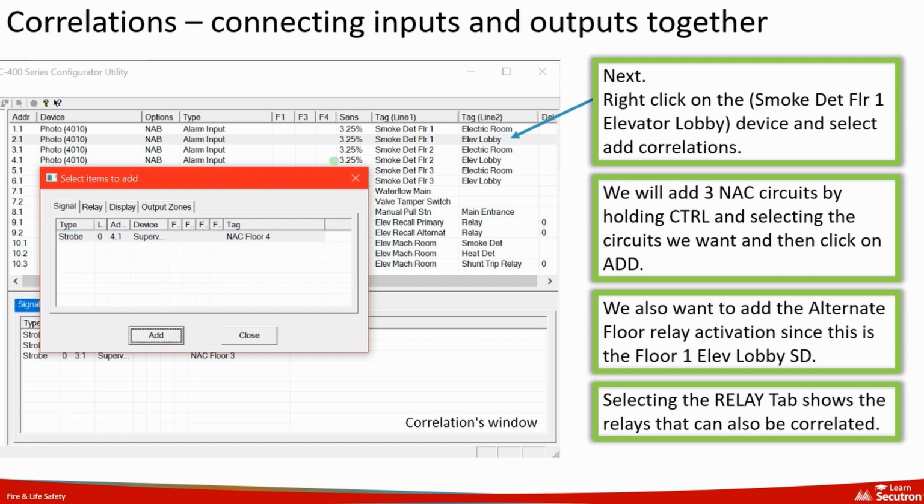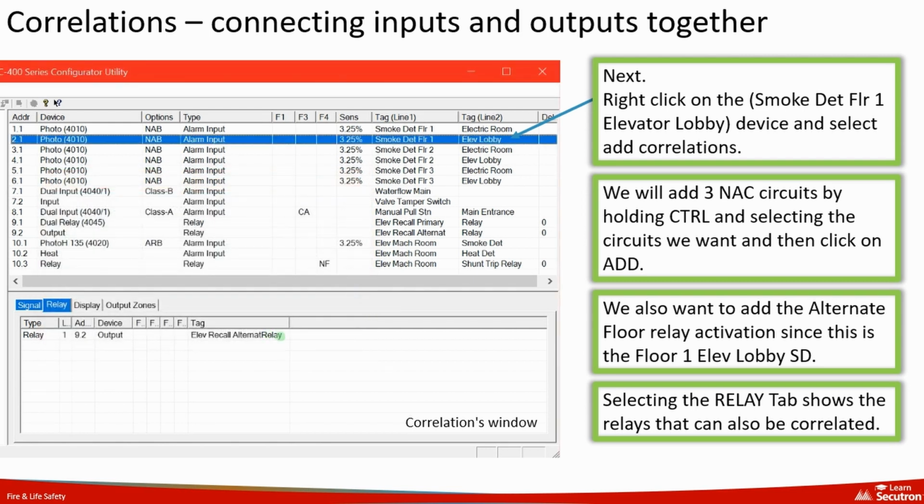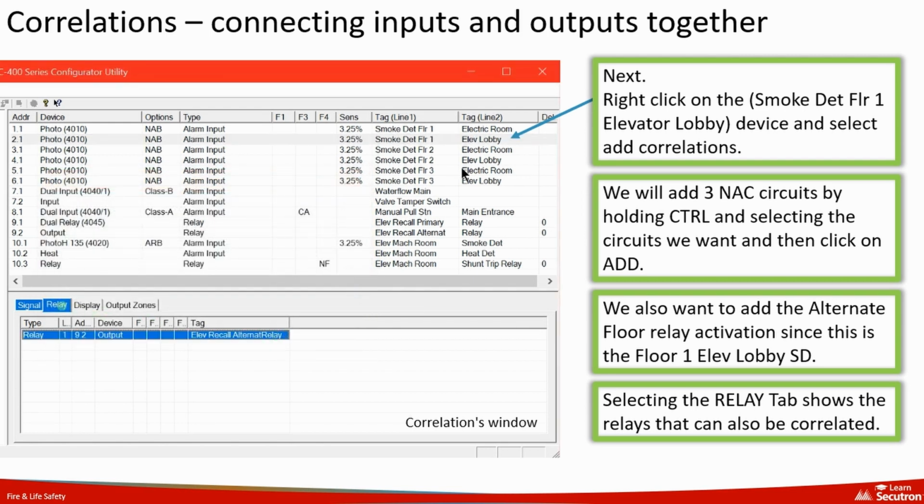We also want to add the alternate floor relay activation, since this is the Floor 1 Elevator Lobby smoke detector. Select the Relay tab to show relays that can be correlated. Select the Elevator Recall Alternate Relay and add it to the device's correlations. After we close the dialog, we can view the correlations by clicking on the tabs in the Correlation Details area.